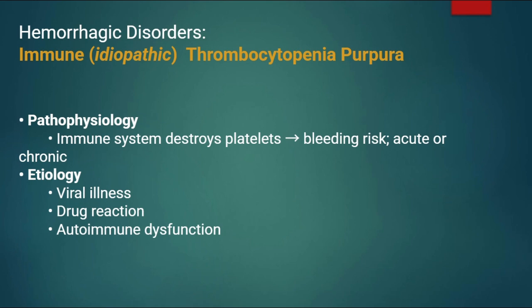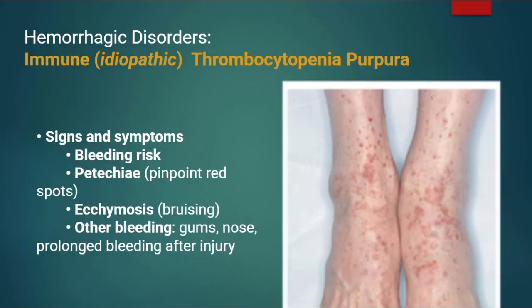As LPNs, it's important to remember that the hallmark of ITP is low platelets with increased bleeding risk, but the rest of the blood counts like red and white cells are usually normal. Patients may look well otherwise, but even small injuries can be dangerous. Think about patient teaching: avoid trauma, avoid aspirin and NSAIDs, and report any unusual bruising or bleeding right away.